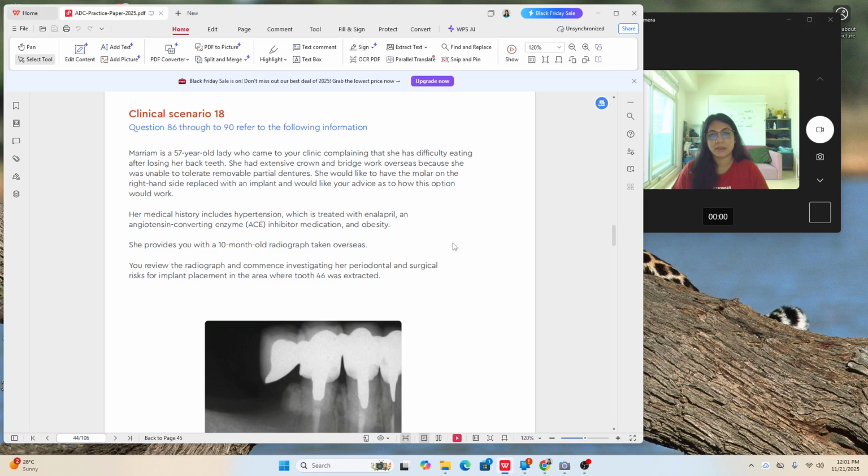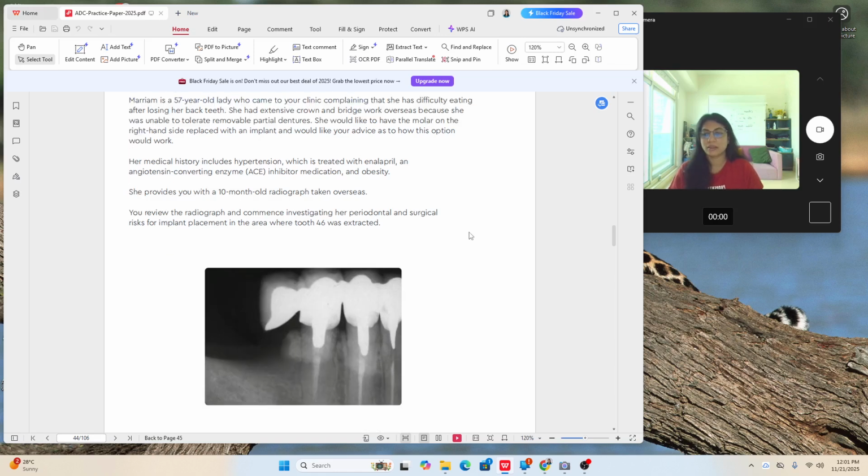Okay, she wants an implant because she cannot tolerate RPD and there are no teeth, so the current crown and bridge is bothering her. Her medical history includes hypertension, which is treated with enalapril, an angiotensin converting enzyme inhibitor medication, and obesity. This small word obesity is the key word in this question. You'll understand why. So don't think that she's just obese, that obesity has to play an important role in the upcoming questions. She provides you with a 10-month-old radiograph taken overseas.